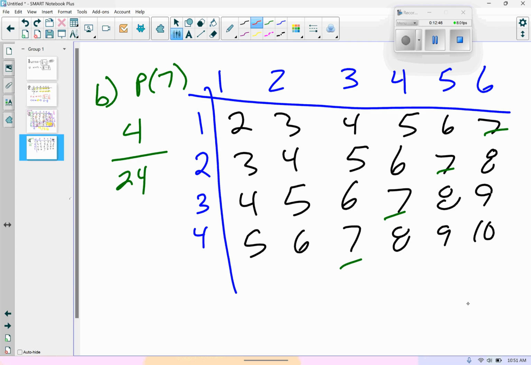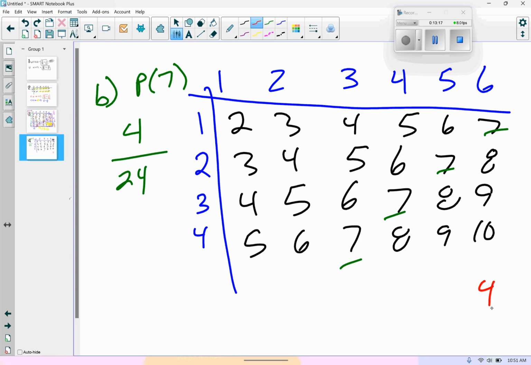3 minus 1, 4 minus 2, 5 minus 3, 6 minus 4. How many is that? 4. Hang on, let's count. So 3 minus 1, 4 minus 2, 5 minus 3, 6 minus 4. There's 4 outcomes there.